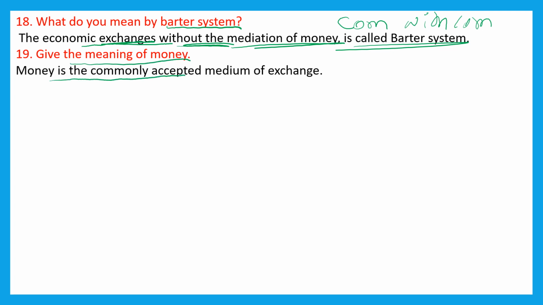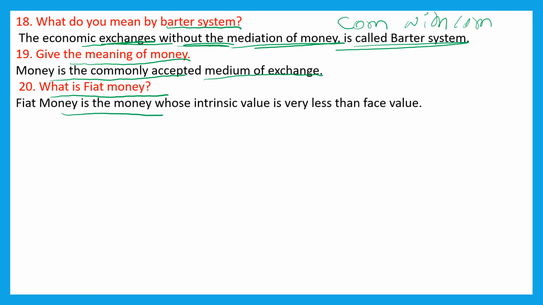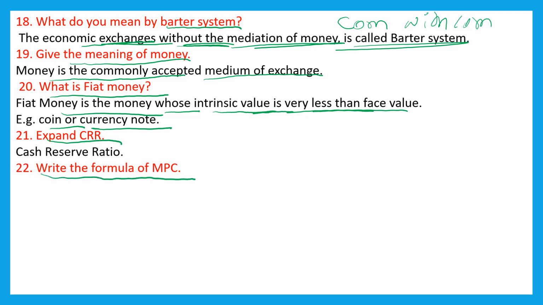Money is commonly accepted as a medium of exchange. What is fiat money? Fiat money is money whose intrinsic value is very less than face value. Example: coin, currency, notes. Expand CRR: cash reserve ratio. Write the formula for MPC. Delta C divided by delta Y is marginal propensity to consume, denoted by small c.